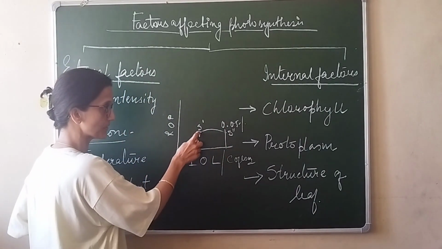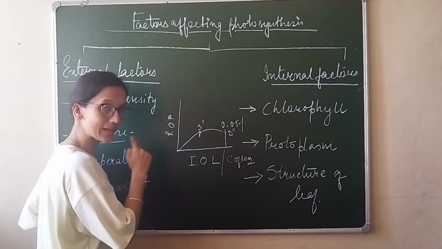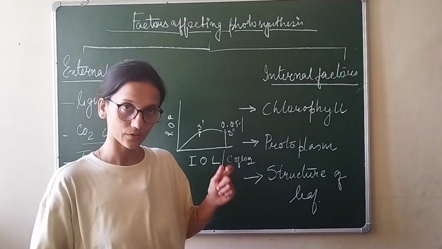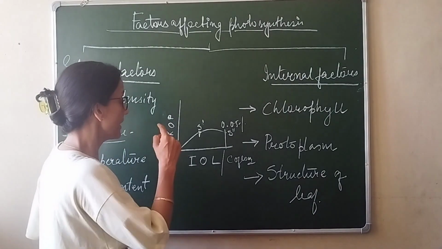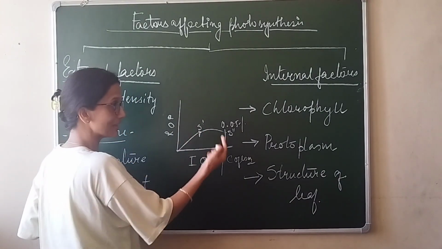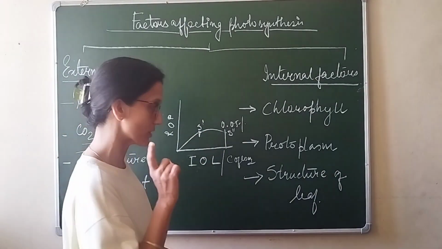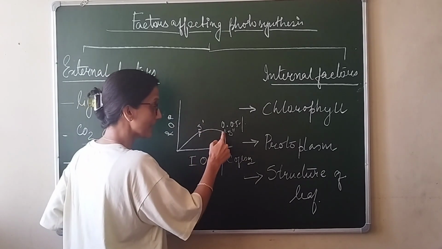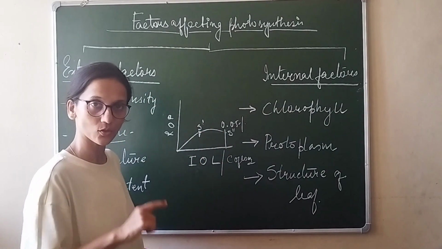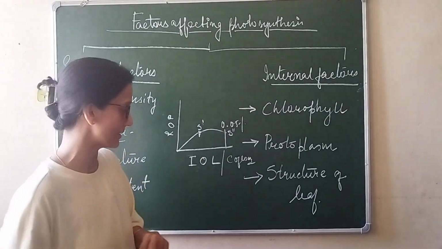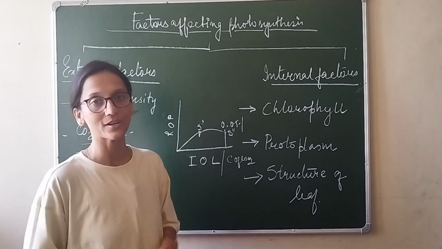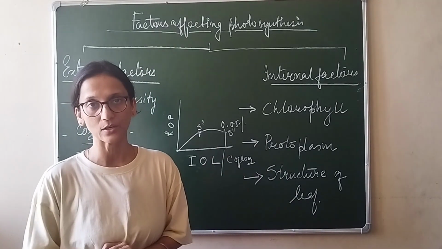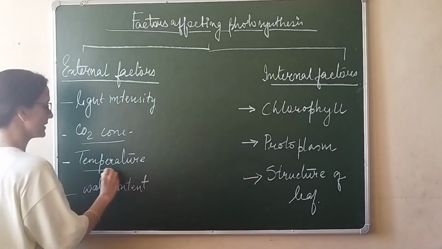There was a rise up till S when there was only a rise in the rate of photosynthesis with the rise in the intensity of light. But then from here, if we also increase the concentration of carbon dioxide, we will see there is again a rise in the rate of photosynthesis. Why? Because now there are two parameters. There is a rise in the intensity of light, and there is also a rise in the concentration of carbon dioxide. Now the next factor is the temperature.